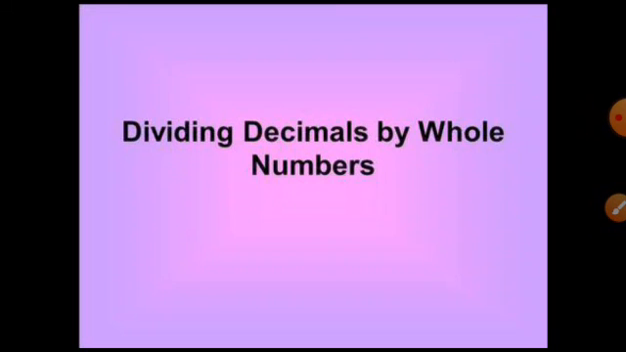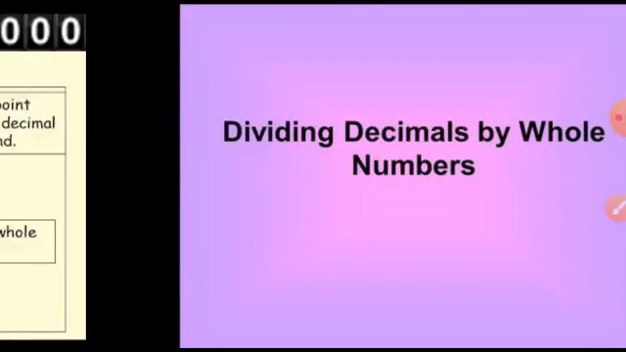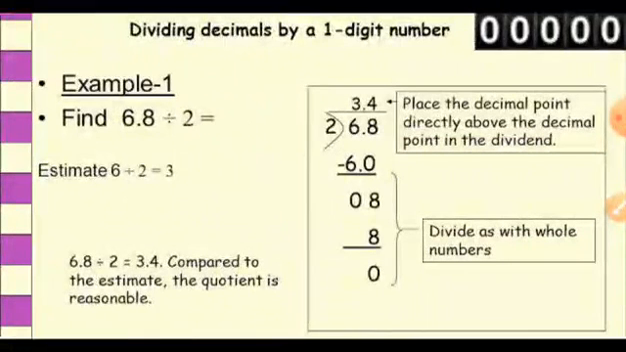Students, we were doing the division of decimal numbers. In the last class, we have done the division of decimal numbers by 10 and multiples of 10 like 100, 1000, 10,000, etc. Now in today's class, we are going to do the division of decimals by whole numbers. At first, we are going to do the division of decimals by one digit number. Here children, an example is shown, 6.8 divided by 2.